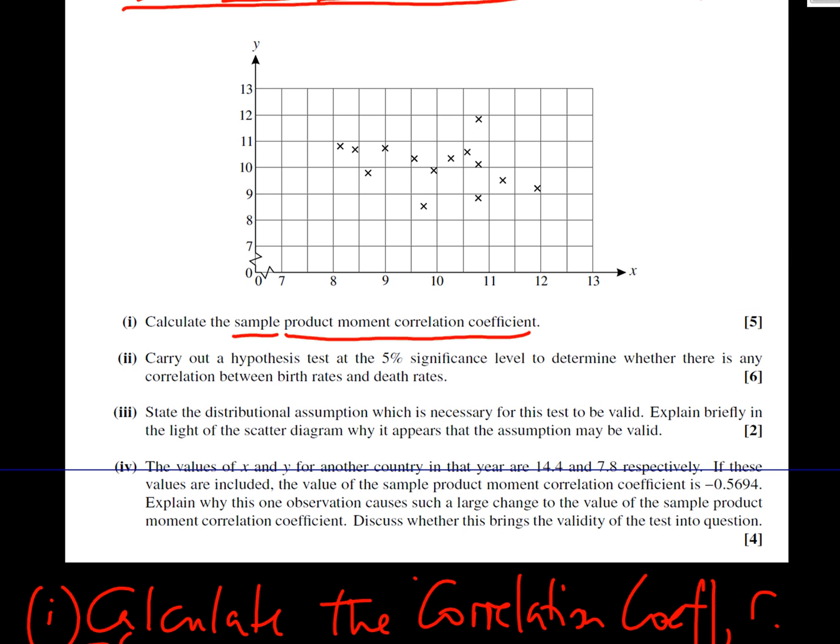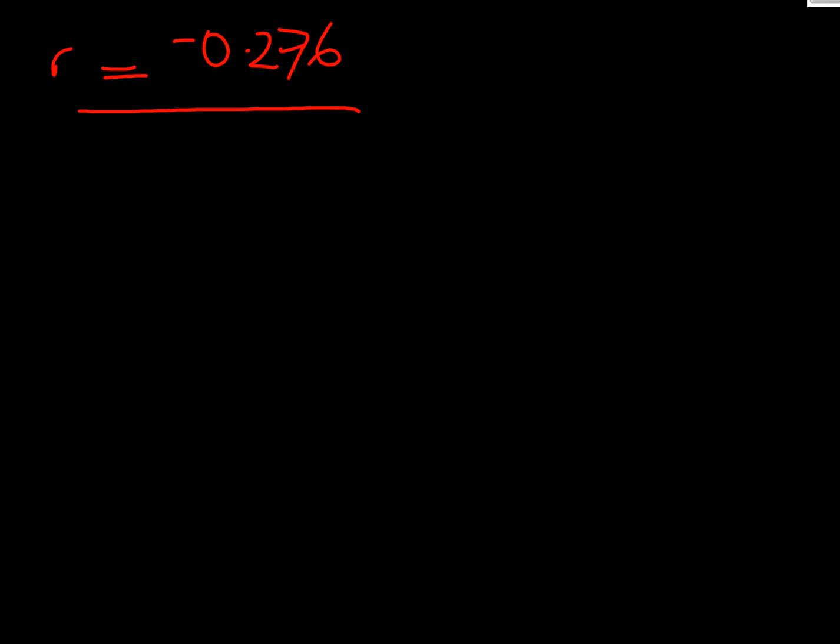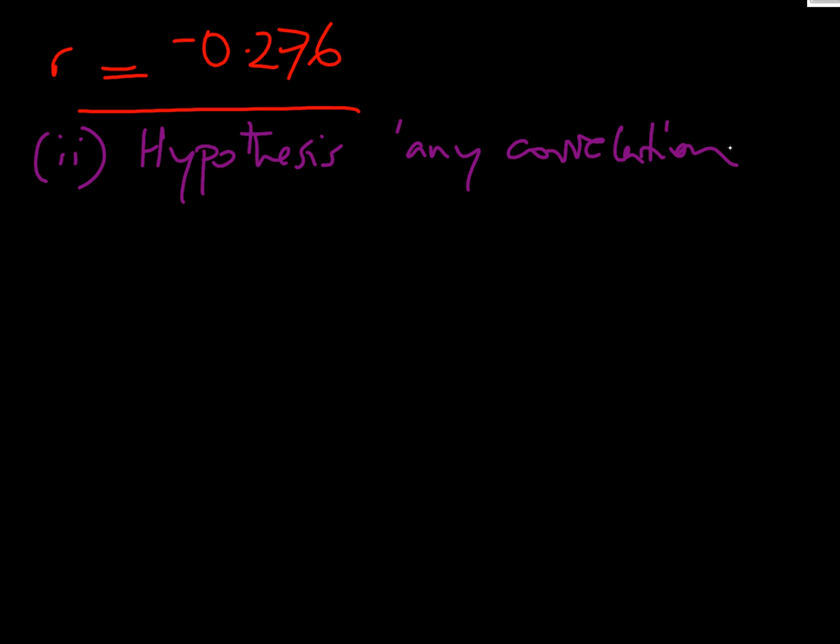Okay, let's look at the next part of the question. Carry out a hypothesis test, at the 5% significance level, to determine whether there is any correlation between birth rates and death rates. So part 2, we're doing a hypothesis test, and it's asking us about any correlation between birth rates and death rates.